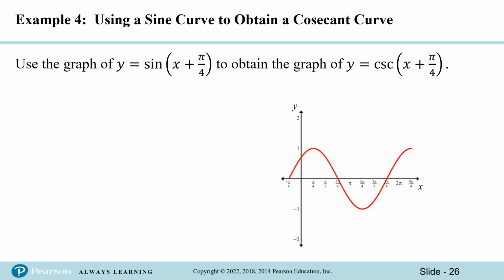Use the graph of sine of x plus pi over 4, which we learned how to do in the last section, to obtain the graph of the cosecant, which is the reciprocal. So anytime we have an x-intercept, that's going to give us vertical asymptotes, like that.